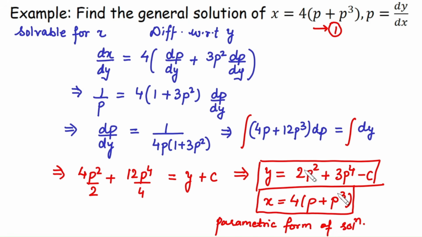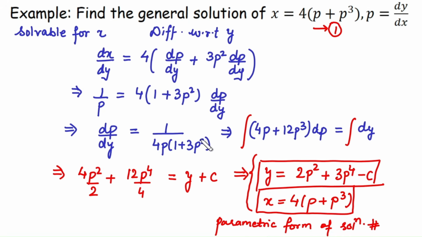In the previous case, we calculated the value of p in terms of y and then substituted back into the equation. But here we cannot find the value of p in terms of y, so we will find the value of y in terms of p. Once you do that, we need to substitute the value of y in the given equation. But here it doesn't contain y. So what next? You can observe x is already in terms of p, so we can write it as it is. By eliminating p from these two, you would get a general solution, but the direct elimination of p is not possible in this case. That's why we call it the parametric form of solution.